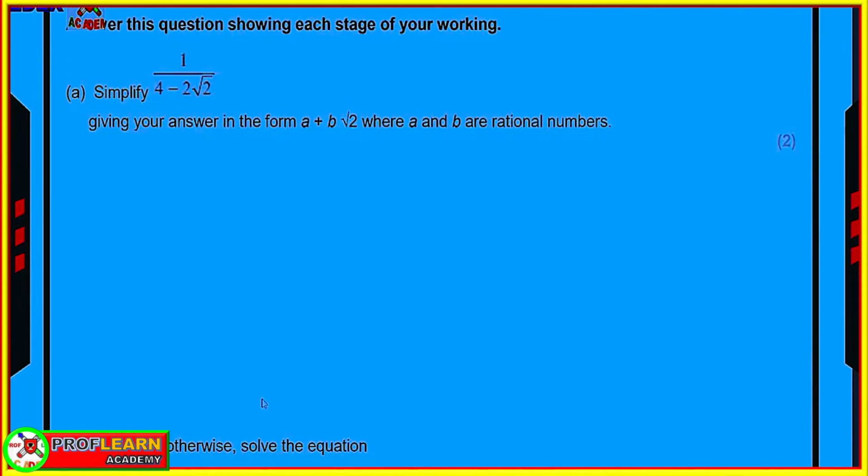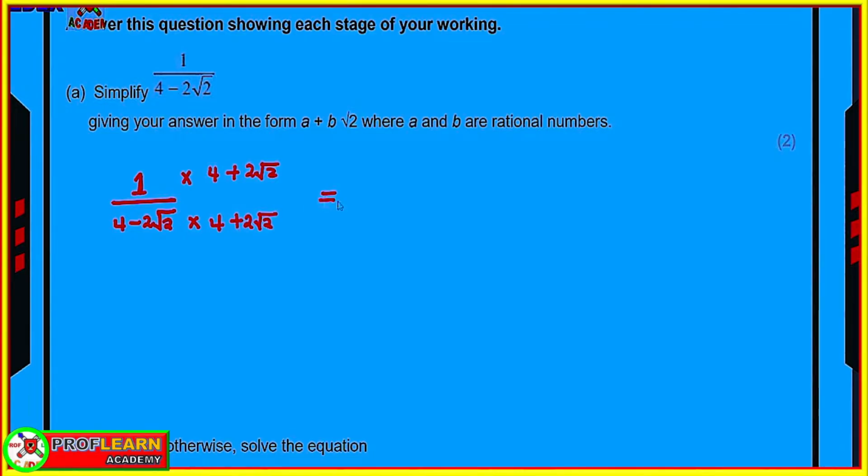You need to know how to work with surds. You need to know how to work with indices as much as you are preparing for this particular exam. But here I have a question that says simplify 1 over 4 minus 2 root 2 and give your answer in the form a plus b root 2, where a and b are rational numbers. So which will mean that you need to rationalize the denominator. And to rationalize the denominator, remember we multiply by the conjugate. A conjugate, you only change the sign of the denominator. Remember we were having 4 minus 2 root 2. Then now our conjugate will be 4 plus 2 root 2.